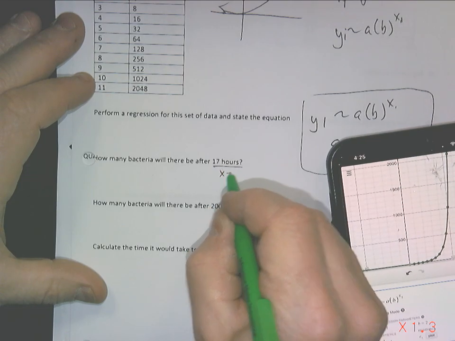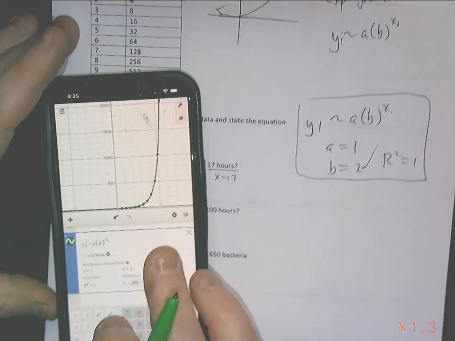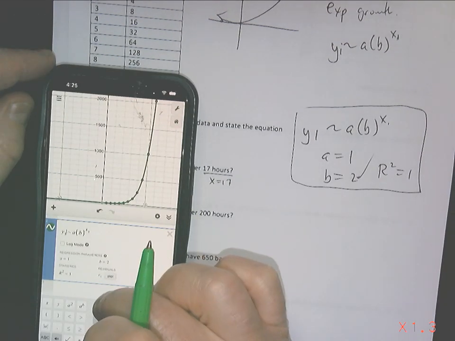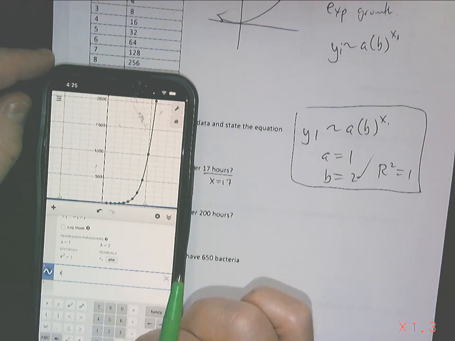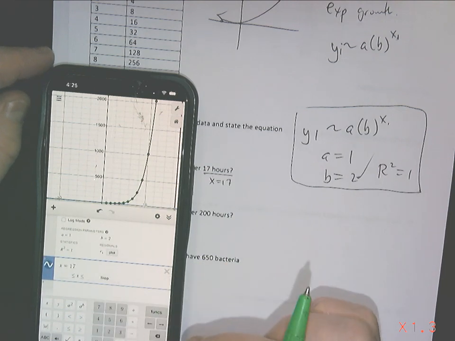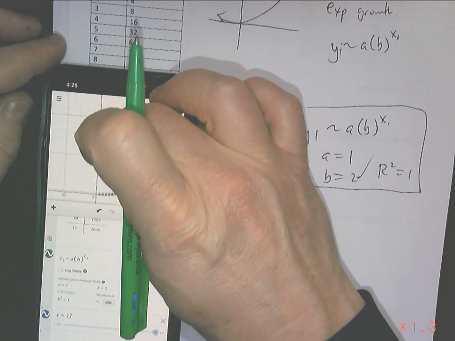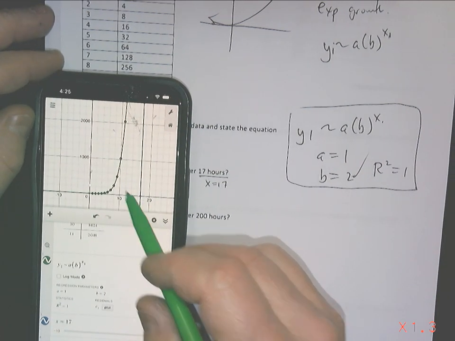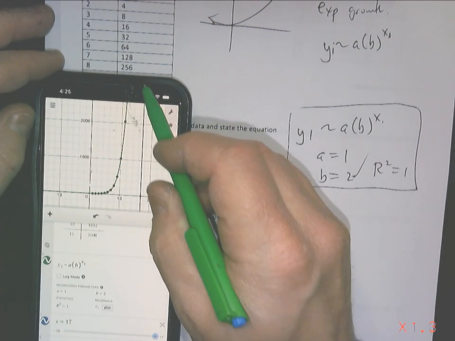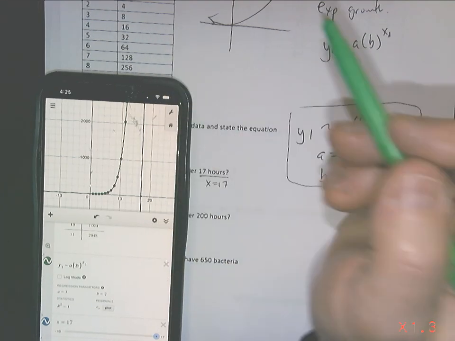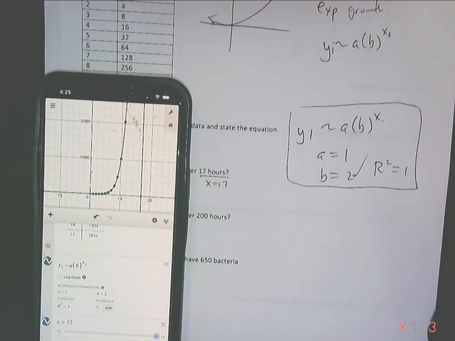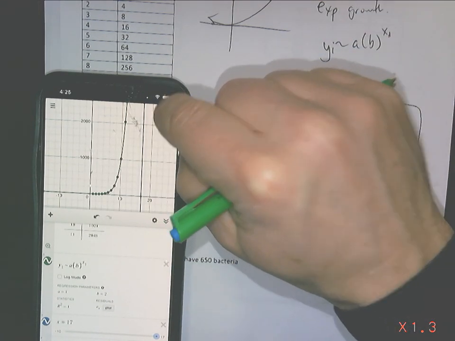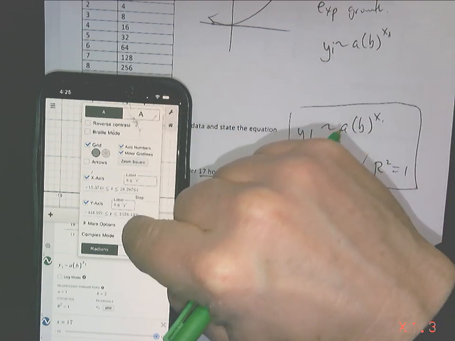Hours is X. Plug in X equals 17. And now here's where I have to be careful, because notice 17 is way over here. The graph grows so quickly, it's way up here. So I'm going to have to play around with this window. It's probably going to be big numbers. I might use my fingers, but I don't feel like it. I'm just going to go with this.